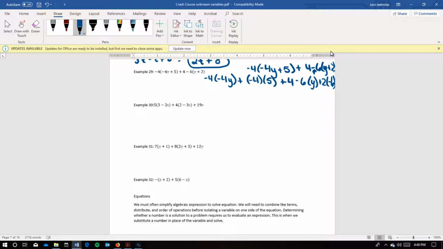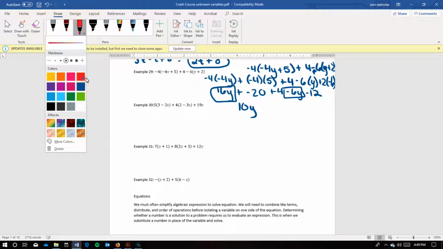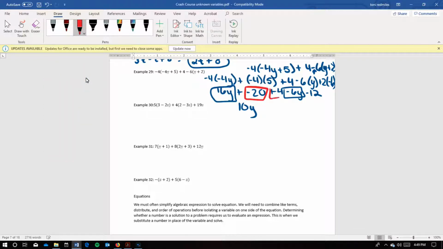Let's clean it up. Two negatives make a positive, 16y. Negative and a positive make a negative 20. Negative 6 times y is a negative 6y. Positive 2 times a negative 6 is a negative 12. Let's get these y's together. It's going to give me a 10y. It's going to give me negative 16. Oh, and I have a negative 12 at the end, which is going to give me a negative 28 and a 10y. All right, just 3 more.